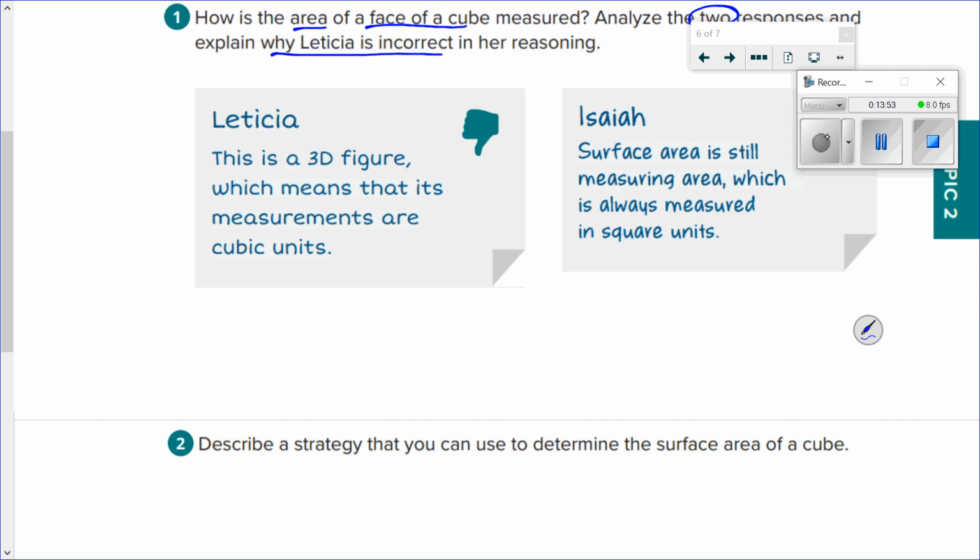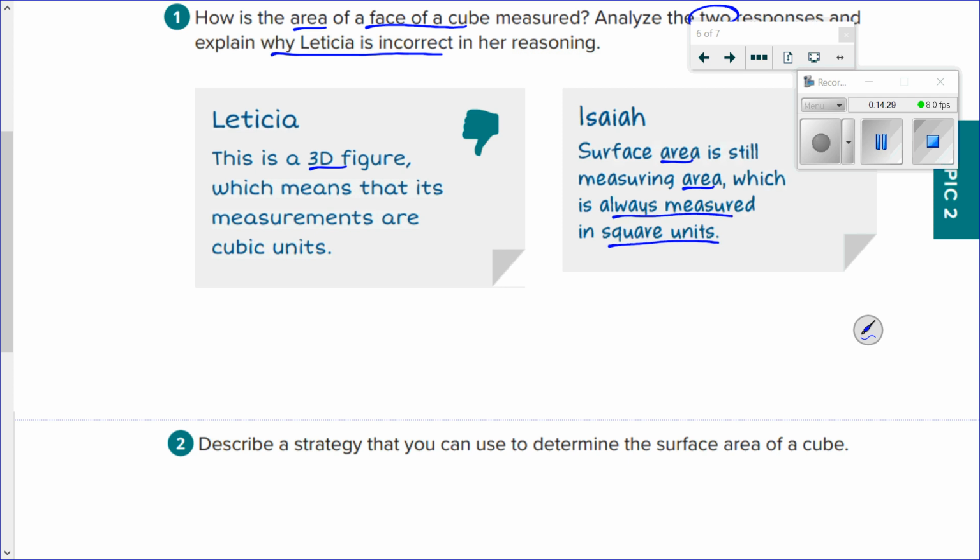Guys, so what was wrong with Letitia's reasoning? It is a 3D figure, right? So why is she wrong? Because you don't use cubic inches. Why not? Isaiah gave us a really good indicator of why she was wrong. Because it's what? Area. Surface area is area, so it's still measuring an area. So it's always measured in square units.